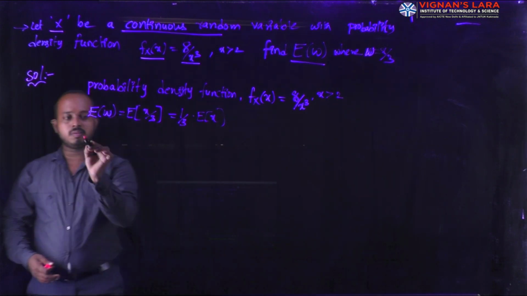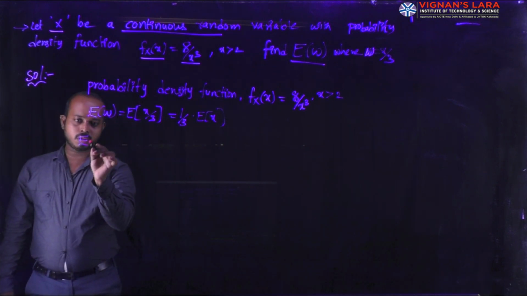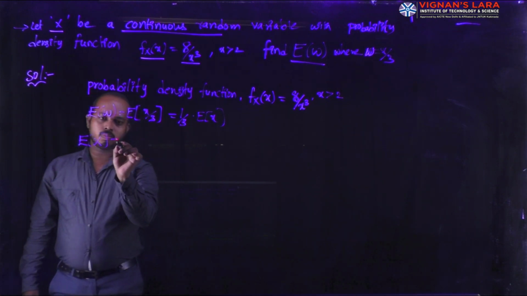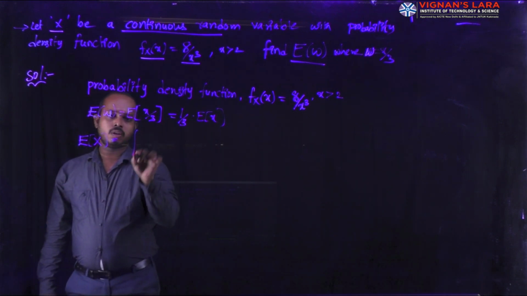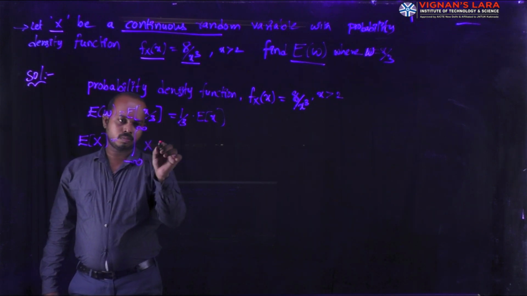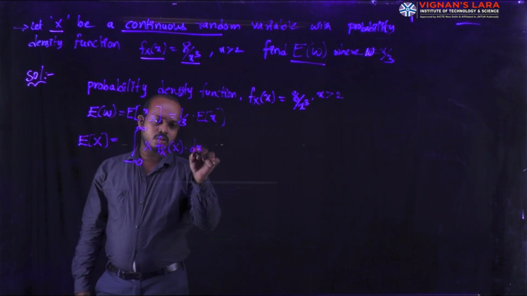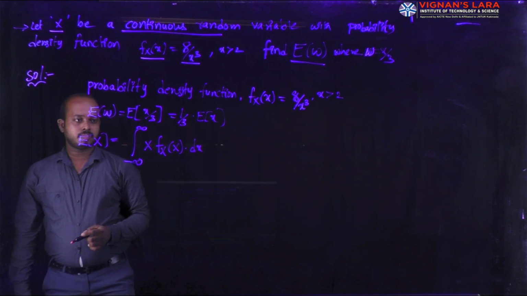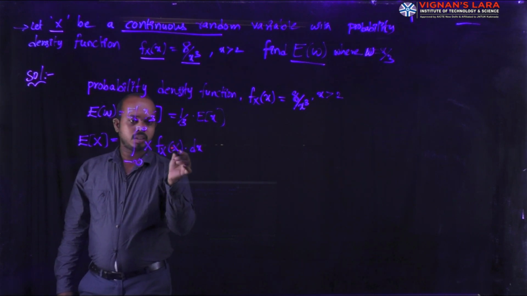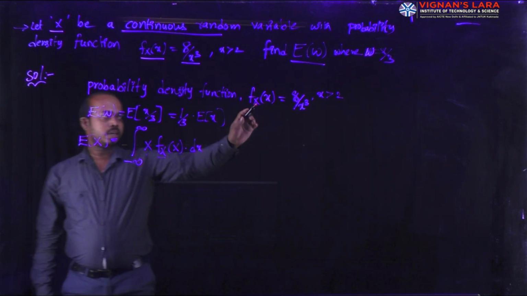In the case of a continuous random variable, the E of X is equal to the integral from minus infinity to plus infinity of x into f(x) into dx. In this formula, x is a variable and the required density function is already given in the data. That one is 8 by x cube.